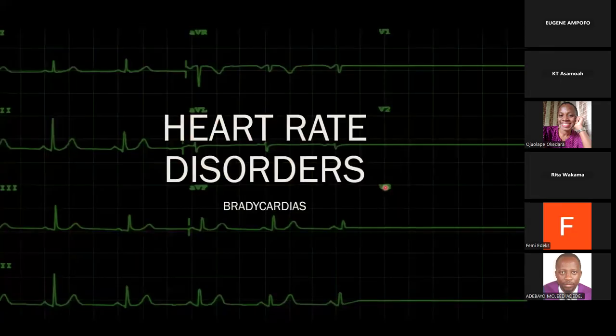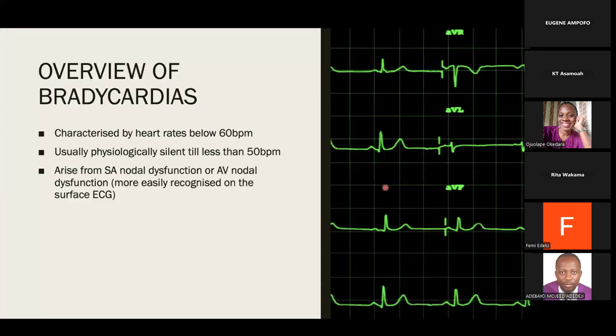So let's take a look at heart rate disorders. In this case, you're interested in the bradyarrhythmia, so I'm not going to talk about tachycardia. The normal heart rate we know is 60 to 100 beats per minute, but clinically, we tend to be concerned if the heart rate goes below 50 beats per minute. Between 50 and 60, usually you wouldn't have clinical symptoms, if that is the only issue. If there are symptoms, then likely there's something else going on in addition.